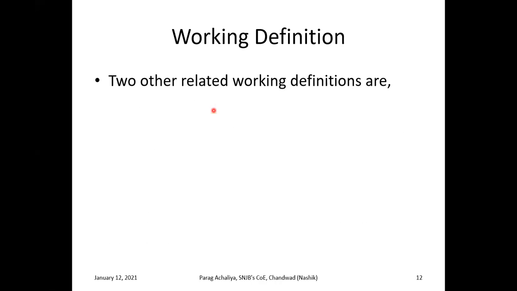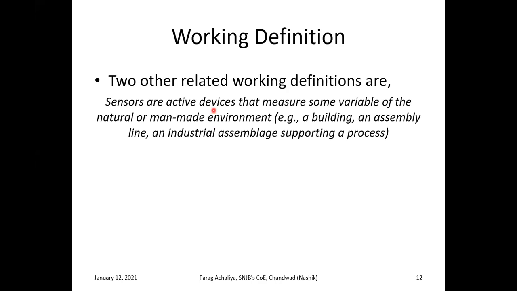Two other related working definitions. Number one, the sensor is an active device that measures some variable of the natural or man-made environment. Sensor क्या करेगा? Sensor is going to measure something. So what is it going to measure? It is going to measure some natural thing or some man-made environment. Natural मतलब जैसे आपका nature है, environmental condition है, like your humidity and temperature.